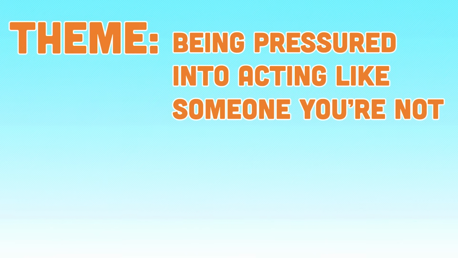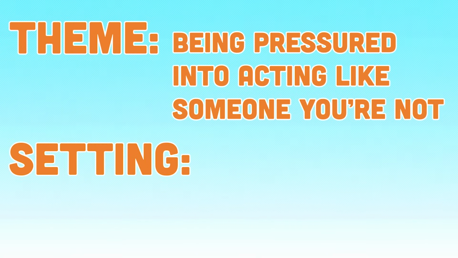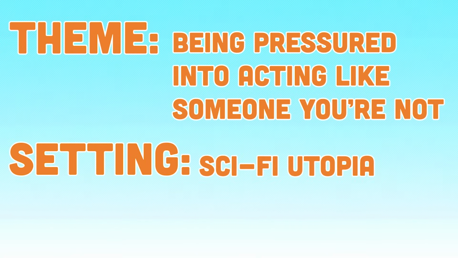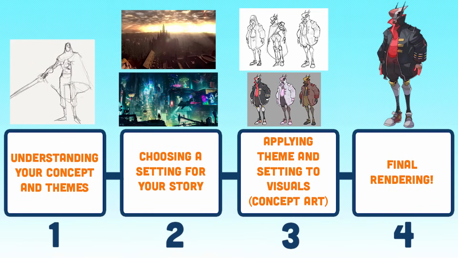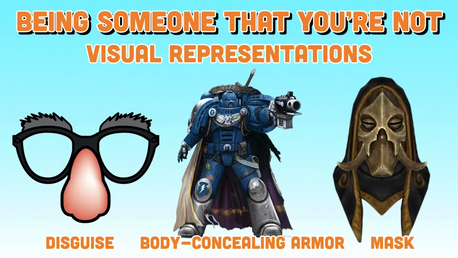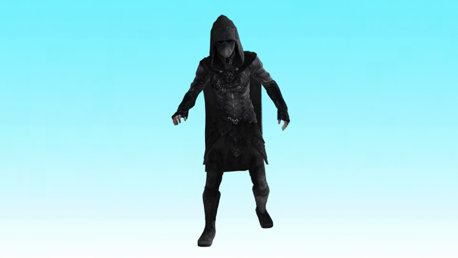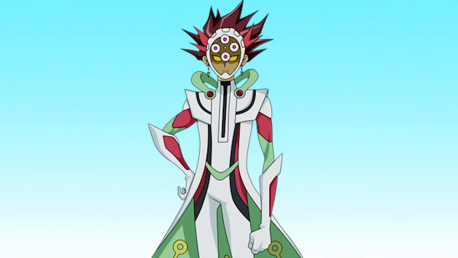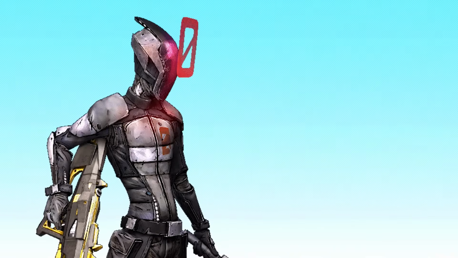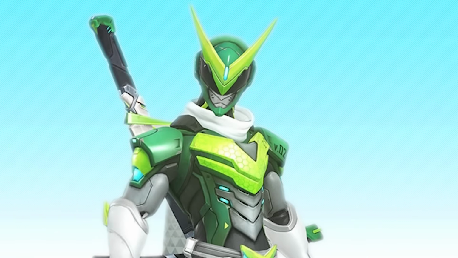I had my theme, being forced by yourself to be someone that you're not. And I had my setting, a broken utopia with unrealistic expectations of its citizens. Now, to make my character. When thinking about visuals that reflect the theme of being someone that you're not, the first things that come to my mind are masks and robes. I love characters that have masks covering their faces. It's a whole new level of design potential with infinite possibilities.